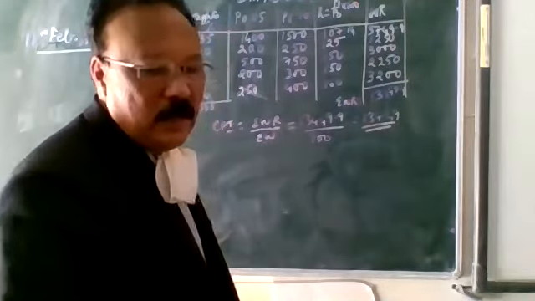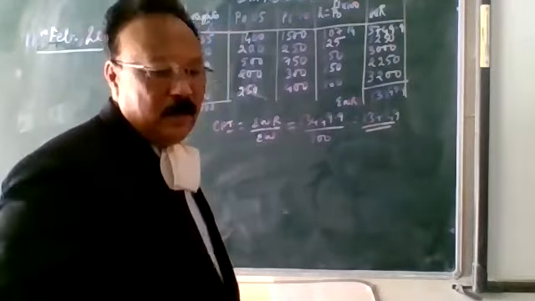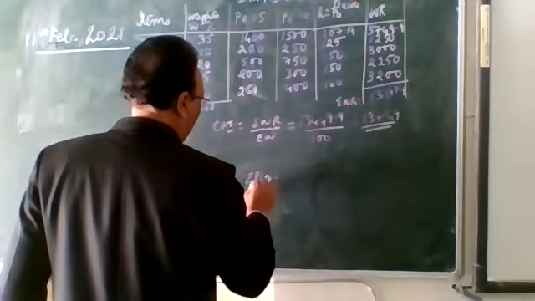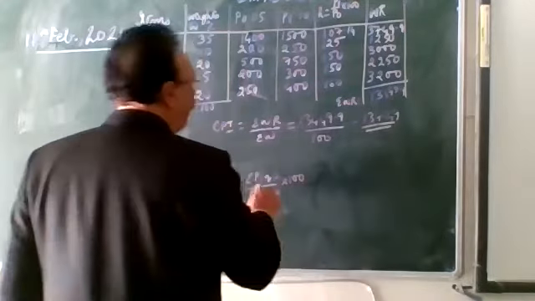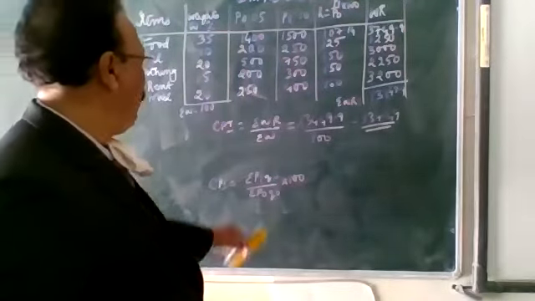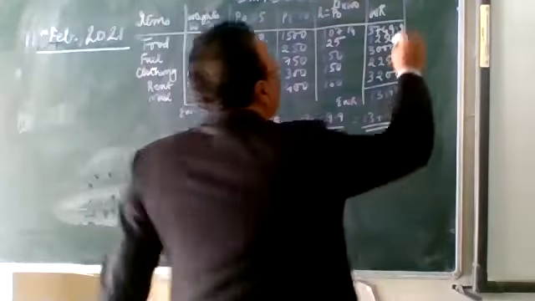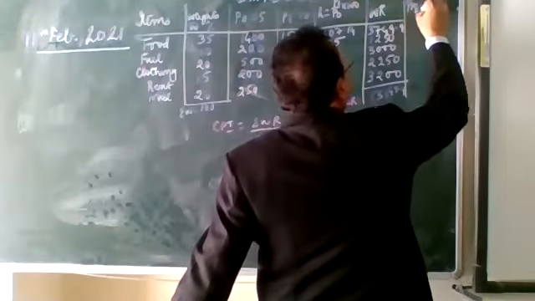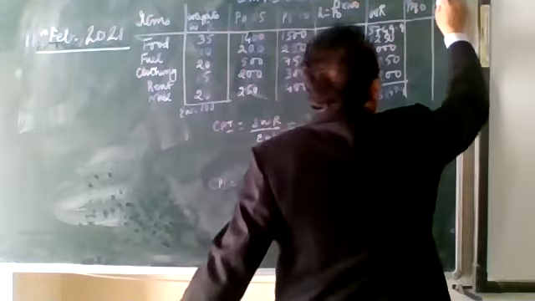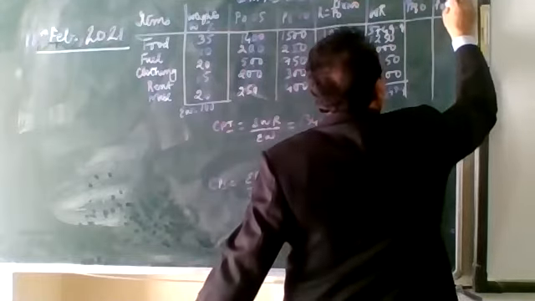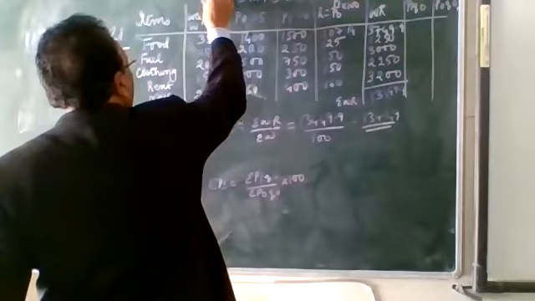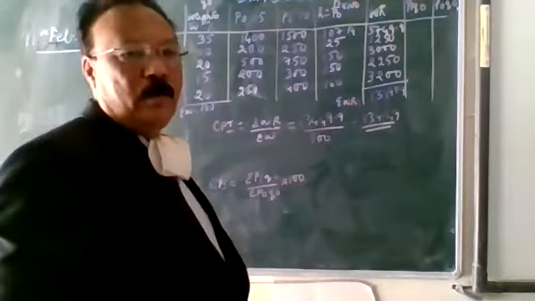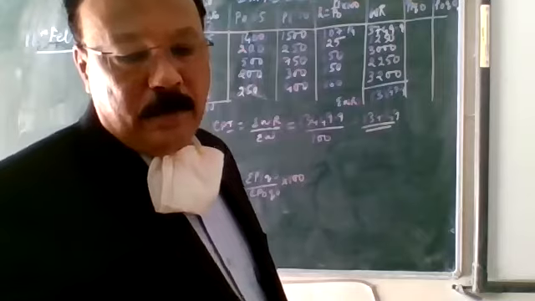The second method was the weighted aggregate method. CPI is equal to sigma P1 Q0 upon sigma P0 Q0 into 100. So what we need now is to multiply P1 and Q0. In the first column P1 Q0, and then we will have P0 Q0. Now Q will be weights. Weights of the thing will be Q0.